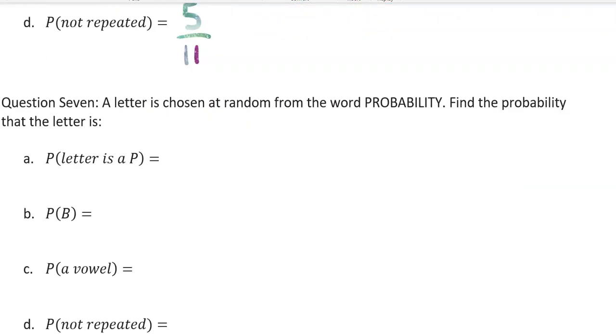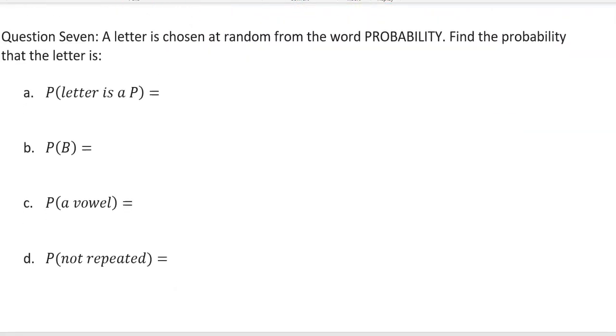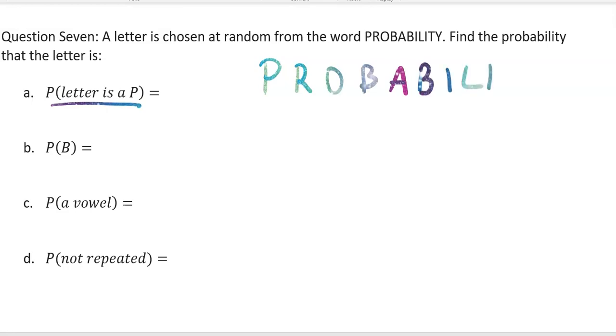Question 7. A letter is chosen at random from the word probability. Find the probability that the letter is a P. Well, let's have a look at the letters we've got: a P, an R, an O, a B, an A, a B, an I, an L, an I, a T, and a Y. So what's the probability of choosing a P? Well, I've got 1 P here, and that's all the P's I have. So I only have 1 way I could possibly choose a P.